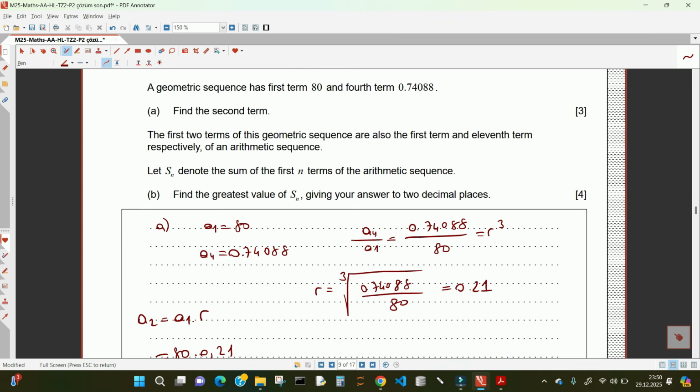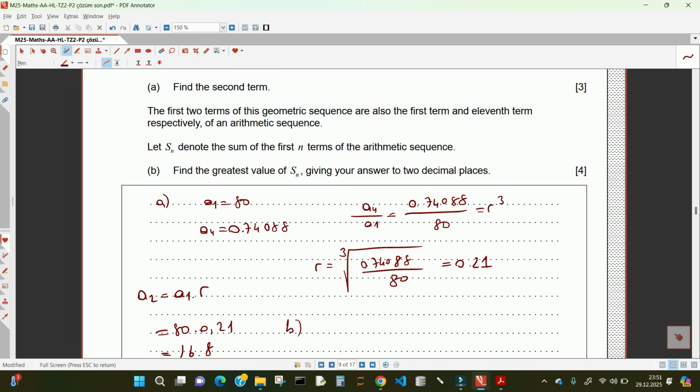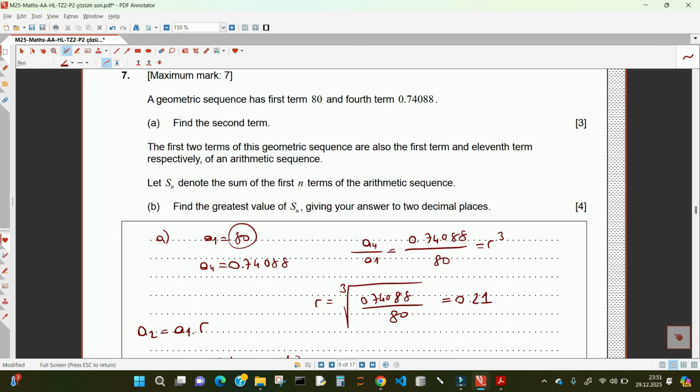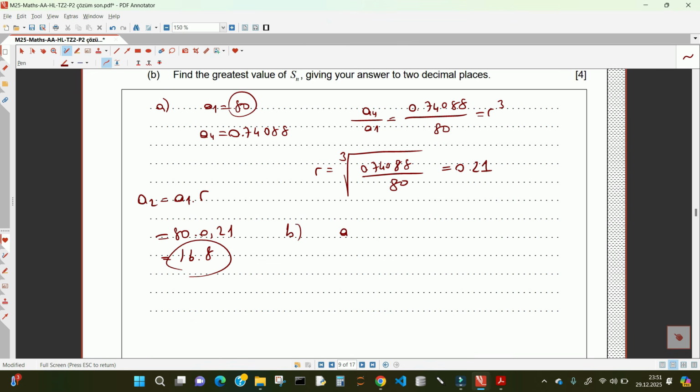The first two terms of this geometric sequence are also the first term and 11th term respectively of an arithmetic sequence. Let Sn denote the sum of the first n terms of the arithmetic sequence. Find the greatest value of Sn, giving your answer to two decimal places. So the first two terms are 80 and 16.8. They are going to be the first term and 11th term. Let's say A sub 1 is 80 and A sub 11 is 16.8.